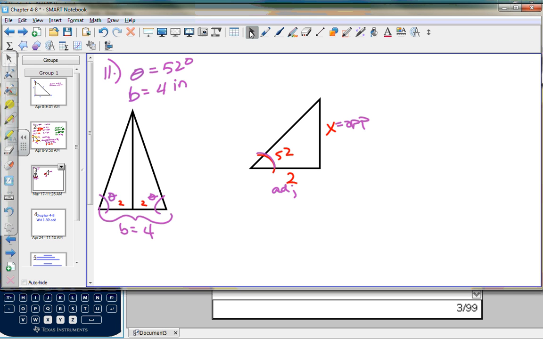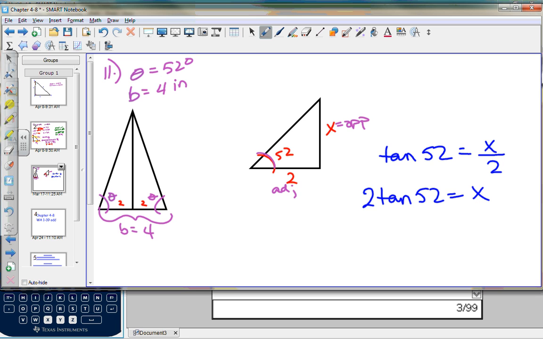The tangent of 52 degrees is going to be equal to my opposite, which is x, over my adjacent, which is 2. Do we see that, yes or no? So how do I solve this thing for x? I'm going to multiply both sides by 2 because that's the way I'm going to eliminate that 2, and I'm going to have x by itself.